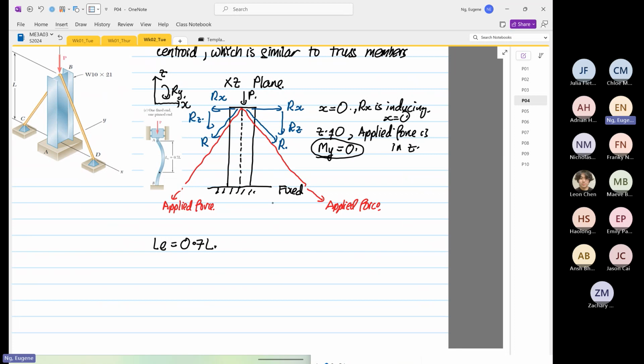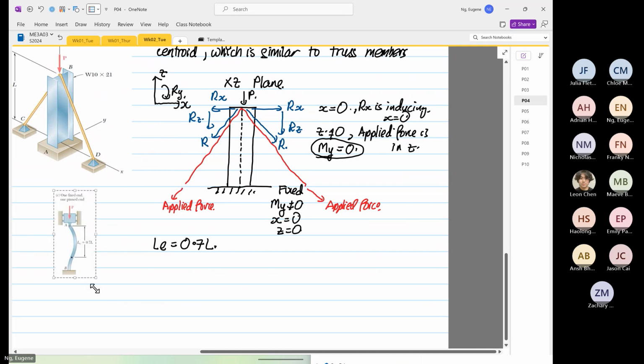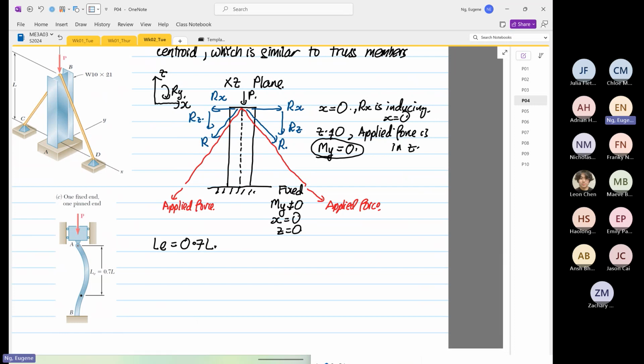Okay, so the other end, we know that this is fixed. Y is fixed. Moment about y is not equal to 0. X is equal to 0. Z is also equal to 0. Okay, so that gives us this condition over here. Then you ask me, Eugene, how will this structure buckle, right? I want you to see how I sketch how it buckles. It will buckle in this direction. Okay, that's the curvature. This is not very clear, so I'm going to use a different color. Okay, it will buckle in this direction.